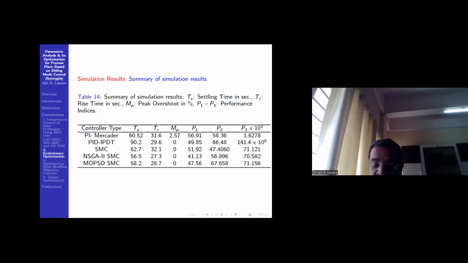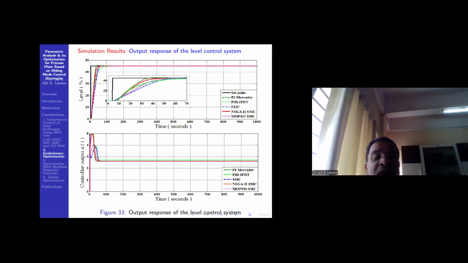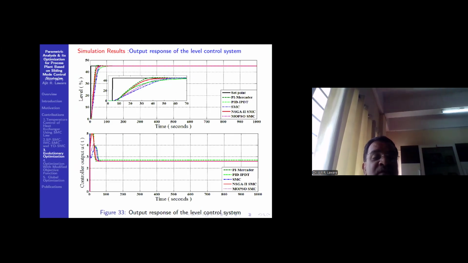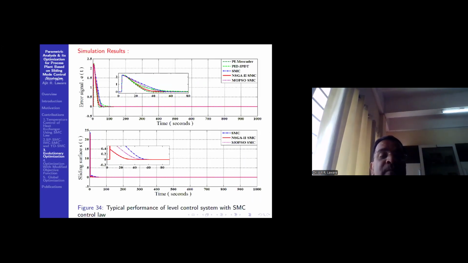Then these are the similar time domain responses: settling time, rise time, overshoot, and objective function values for all the strategies. This table number 14 has been taken from figure 33. Then the error signal plot and the sliding surface variations are there. If you observe the sliding surface, the NSGA2 based sliding surface reaches 0 earlier than the other methods.